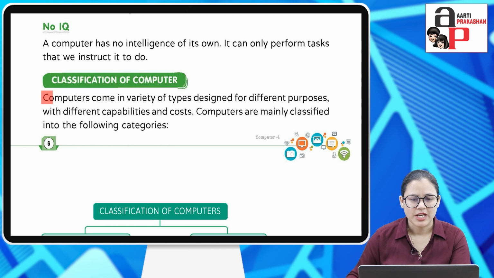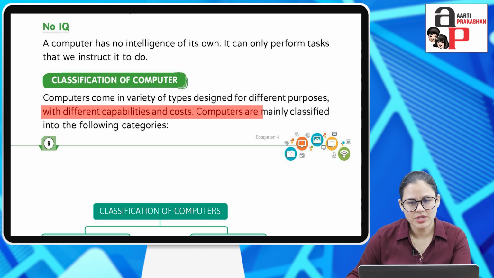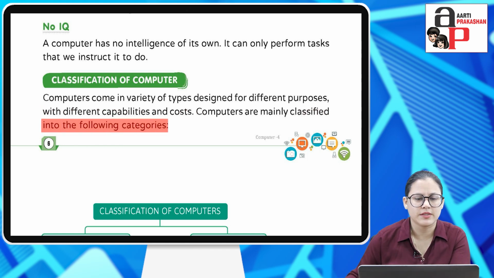Classification of computers. Computers come in a variety of types designed for different purposes with different capabilities and costs. Computers are mainly classified into the following categories. Okay, let's have a look at the categories of computers.